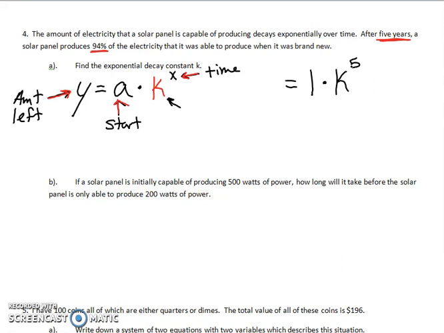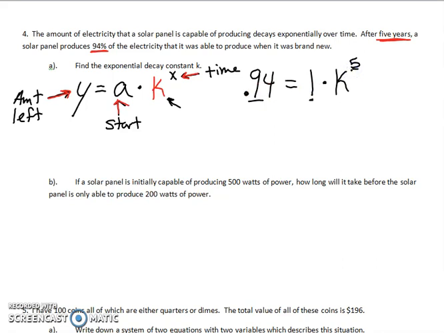So I've got a starting value at 1. My start value is at 1. I don't know what this rate is, but I'm going to find out here in a second. And I want to know, after 5 years, how much is left. Well, 94% of 1 is going to be left after 5 years. What's 94% of 1? Well, 94% of 1 is going to be 0.94. So 94% of 1 is left after my 5 years.